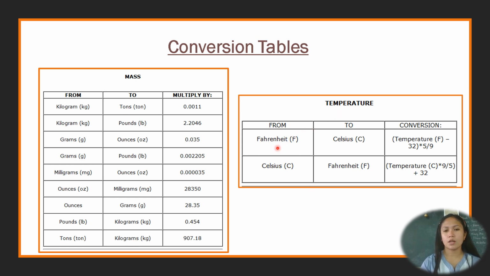For temperature, for Fahrenheit to Celsius, we have to use this formula: the temperature in degrees Fahrenheit minus 32, quantity multiplied by 5/9. For Celsius to Fahrenheit, we have the temperature in degrees Celsius multiplied by 9/5, quantity plus 32.